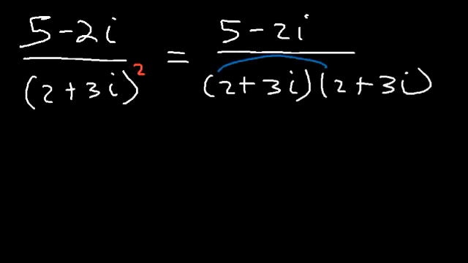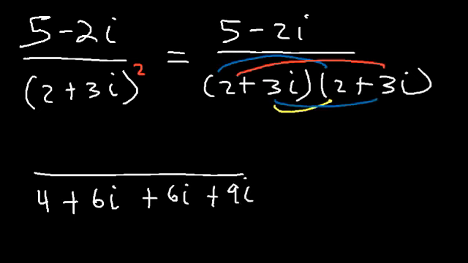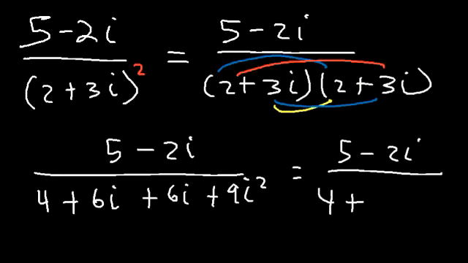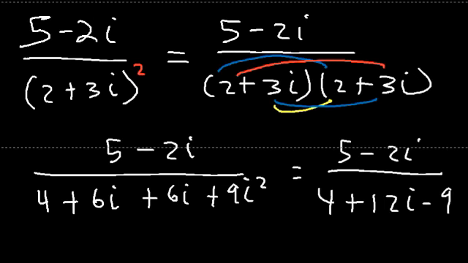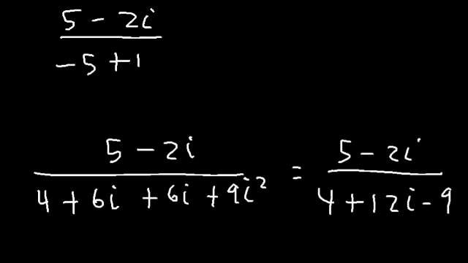So 2 times 2 is 4. 2 times 3i is 6i. And 3i times 2 is also 6i. And then 3i times 3i is 9i squared. On the top, everything's going to be the same. 6i plus 6i is 12i, and 9i squared is negative 9. So now we can combine 4 and negative 9, which is negative 5. So it's negative 5 plus 12i on the bottom.